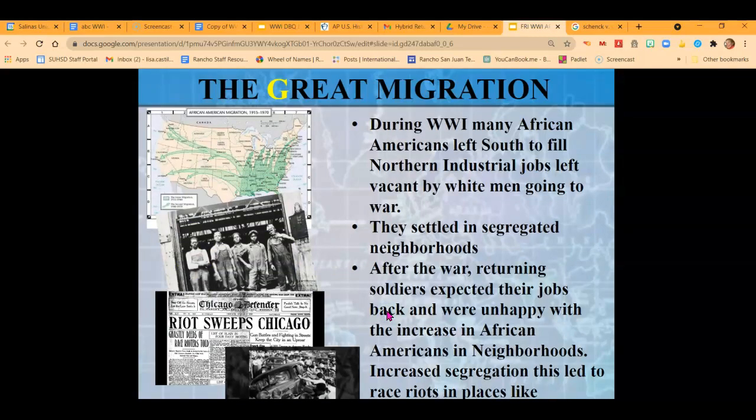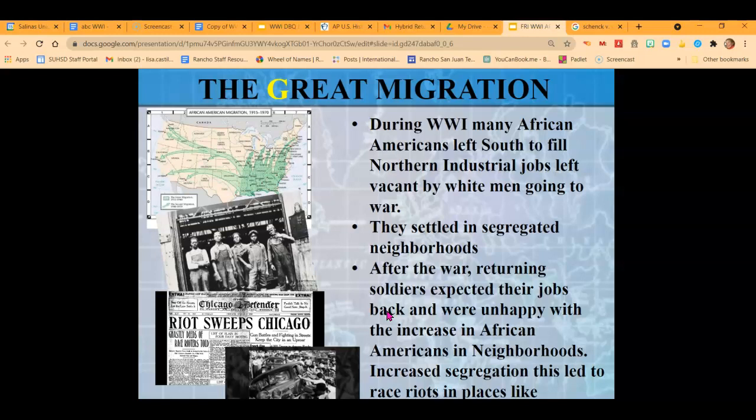All right, let's get another G. Now let's move to the home front of the United States, the Great Migration. During World War I, many African Americans are going to leave the South to fill northern industrial jobs left vacant by white men going to war. We are a pretty segregated nation still.